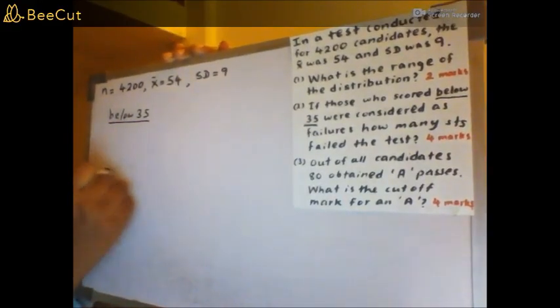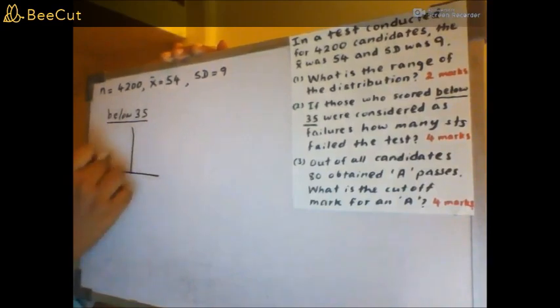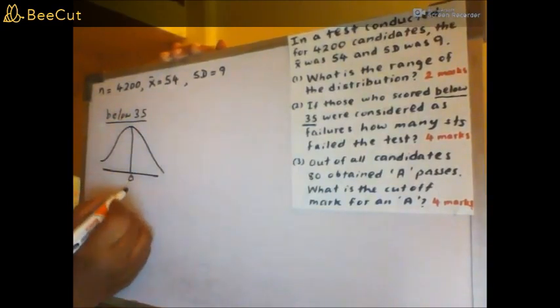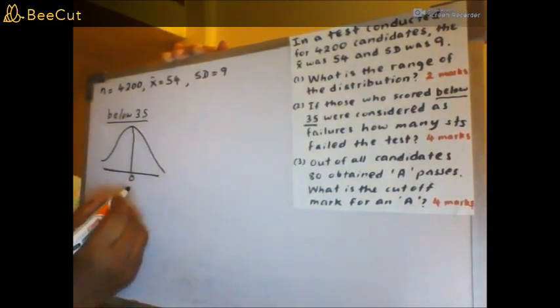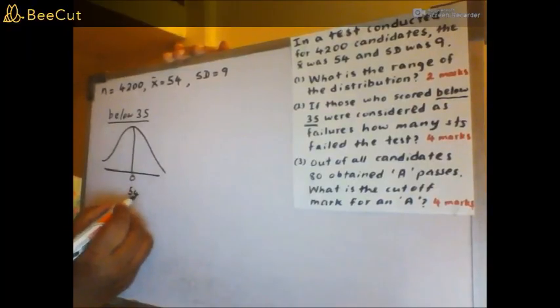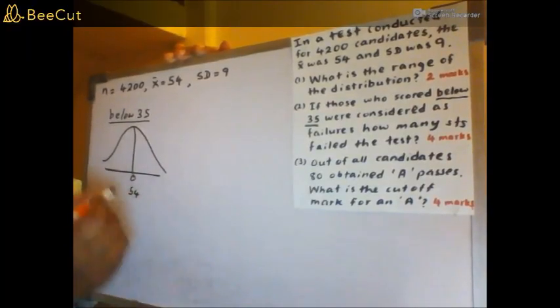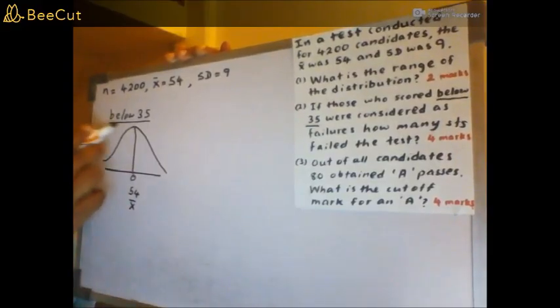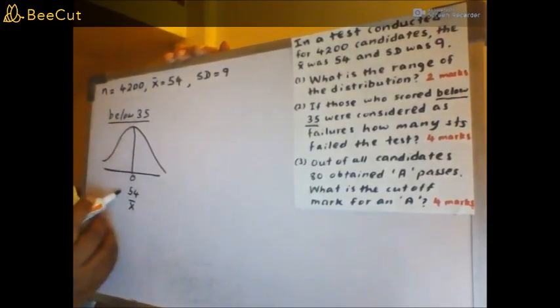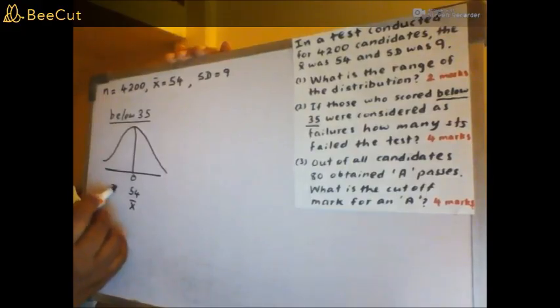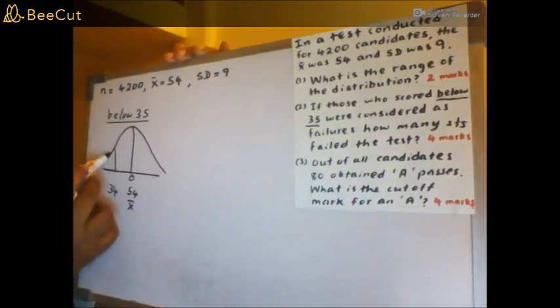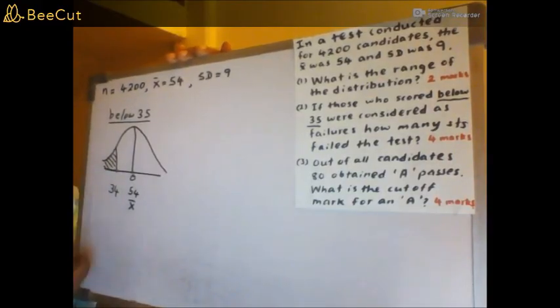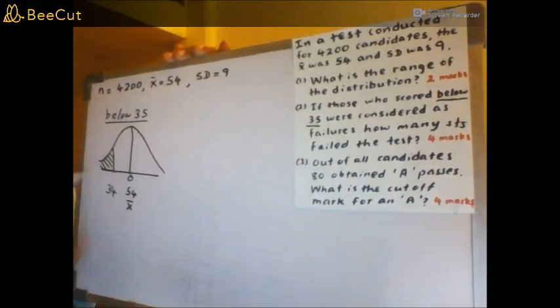So draw the curve and mark this. Here x bar is 54 and standard deviation is 9. Right? This is our x bar. Now below 35. Where's 35 here? On this side. Draw the line. Go to the condition below 35. This is what we need, the shaded area, right? Number of students are here.